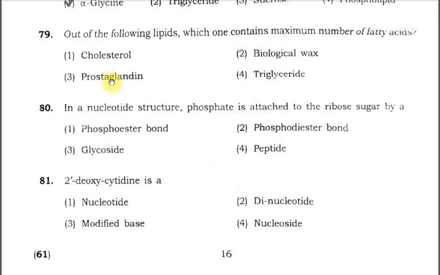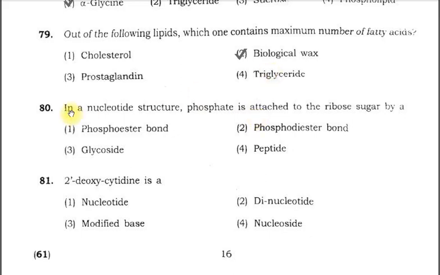Number 4 is triglyceride. So here the correct option is the biological wax, because they can contain fatty acids which can be more than 30 also. While cholesterol usually contains 27 carbons in the fatty acid chain. The prostaglandins contain 20, triglycerides contain 3.